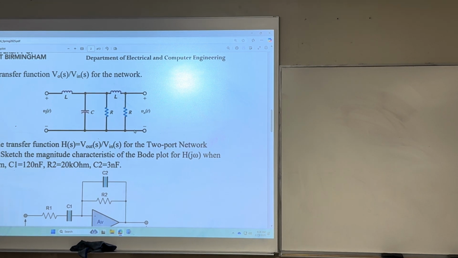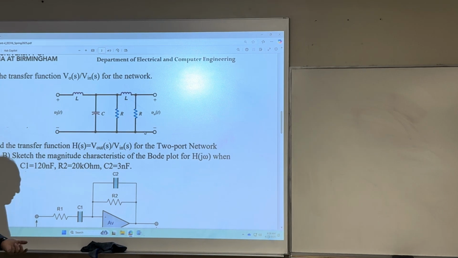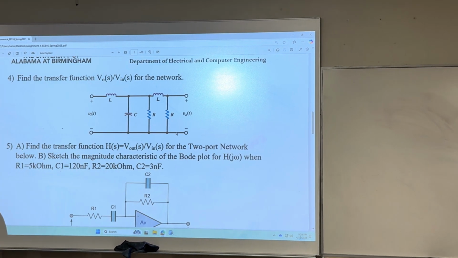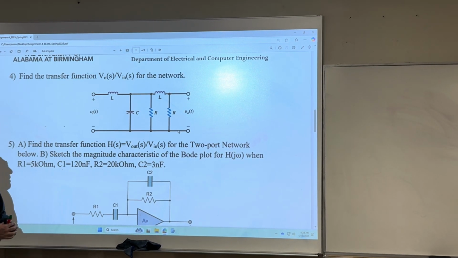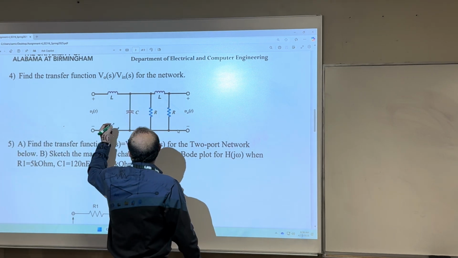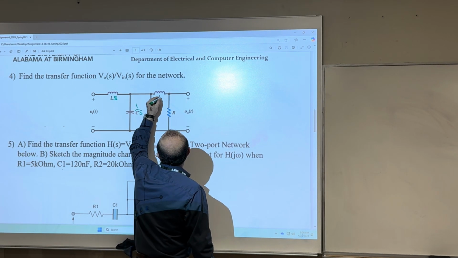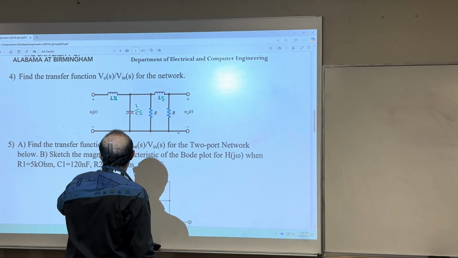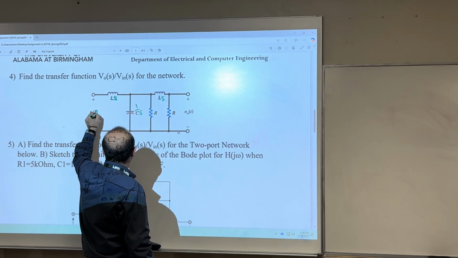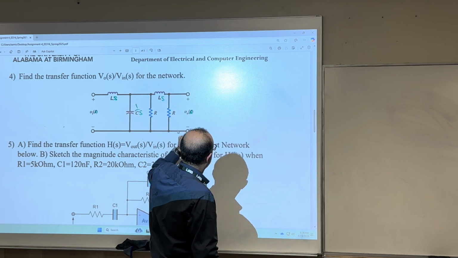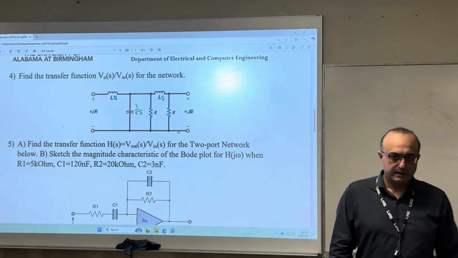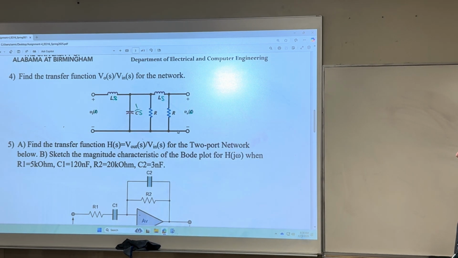VO over VI, another transfer function. In Laplace, this is going to be S. Here also it is going to be S. How to solve this one?